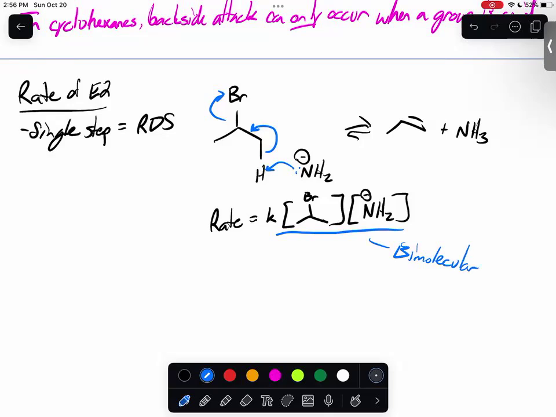So that is everything to do with E2. You have to have anti-periplanar hydrogens. The base size determines the stability of the alkene that you form. Tertiaries react faster and secondaries react faster than primaries. Nothing's off limits.